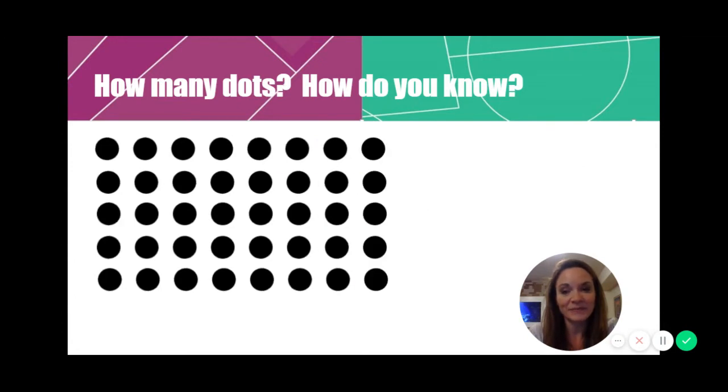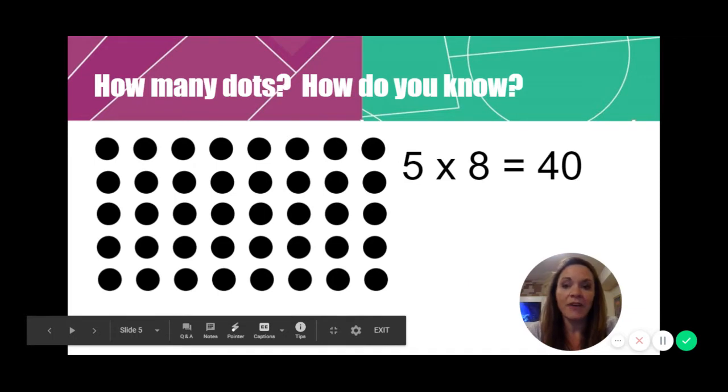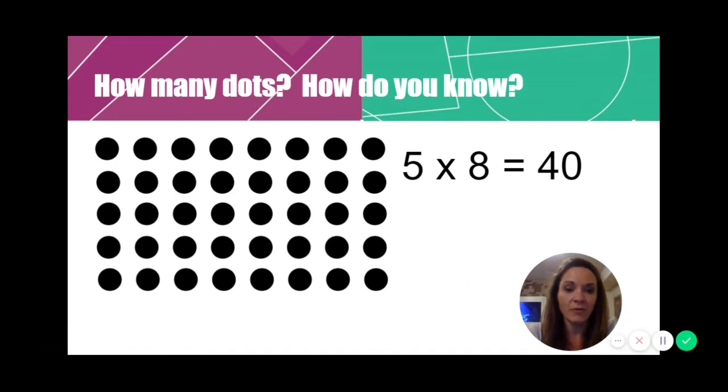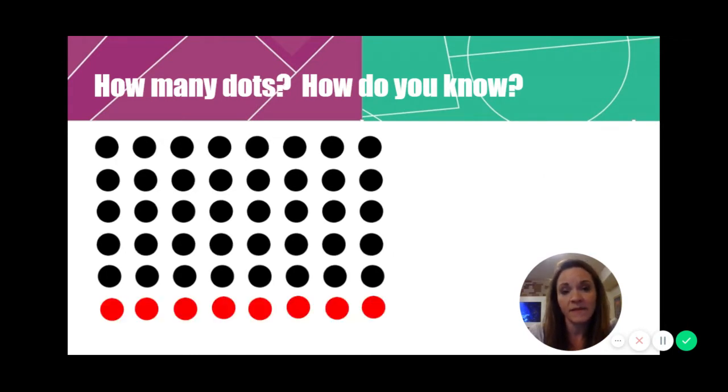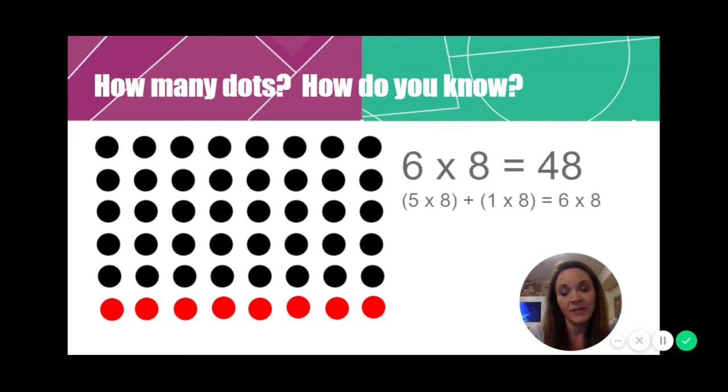Let's try another one. How many dots? How do you know? Here we see 5 rows with 8 dots in each row, which is 40 dots. Keep this image in mind as you see the next one. Now how many dots? How do you know? We see a total of 48 dots. Our first image showed 5 times 8, which we knew was 40, and then we saw one more row of 8 added. 40 plus 8 equals 48. 6 times 8 equals 48, or 8 times 6 equals 48.